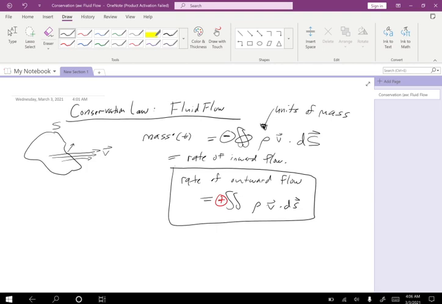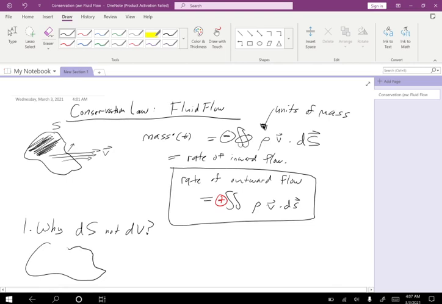So let me start with why is it dS, and not a dV? That's not an obvious thing, because the velocity field is actually defined for all of this. It does not just need to be on the boundary a priori, but it turns out, here's the idea. The particle motion on the inside does not affect the total mass.